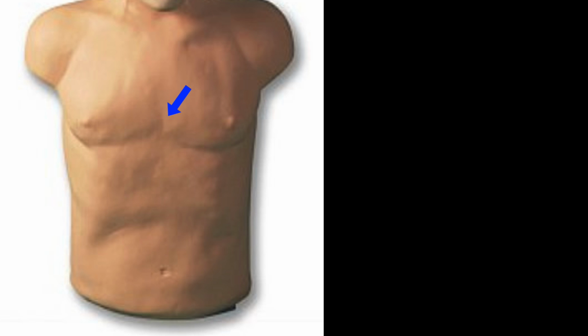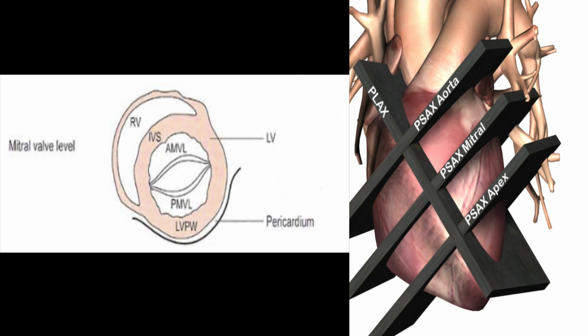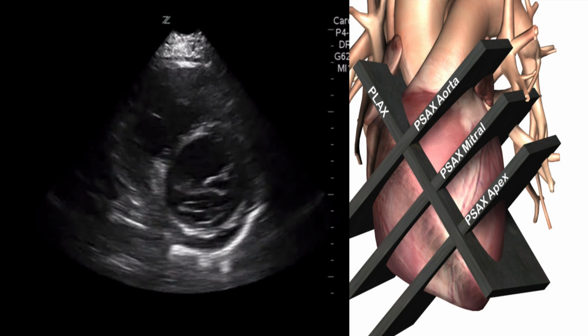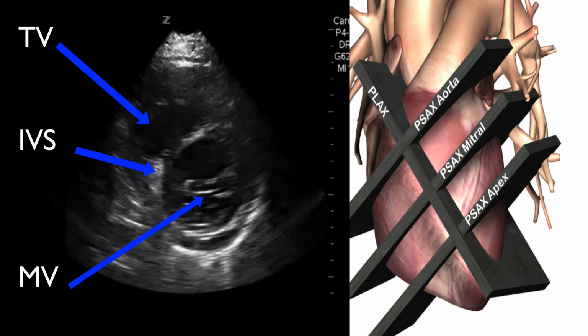By keeping your probe in exactly the same location, except turning it 90 degrees, now with the indicator pointing towards the patient's right hip, you get the parasternal short axis view. You can see many things in this view. If you look at the middle part of the short axis, you'll typically see the mitral valve, which we like to call the fish mouth view because it's a 2-valve system with the anterior and posterior leaflets that looks like a fish mouth as it flaps open and closed.